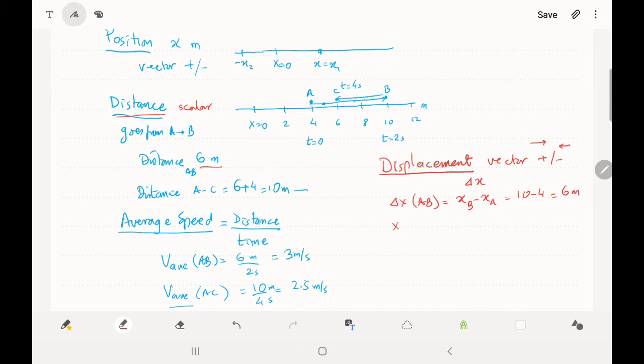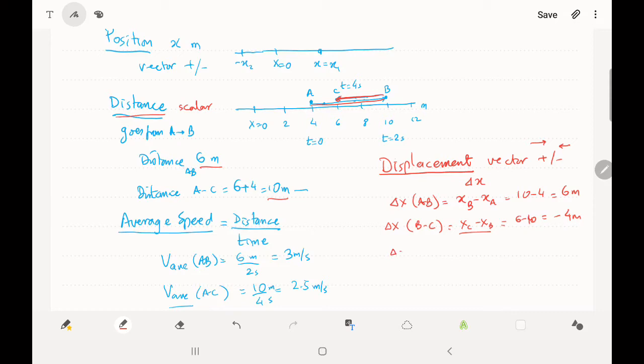Now the displacement between B to C, that is this backward path, is going to be x at C minus x at B, which is going to be 6 minus 10, sorry. That's going to be minus 4 meters. So the distance was 6 from here to here and 4 here to here. They added to 10. But the displacement is 6 and negative 4.